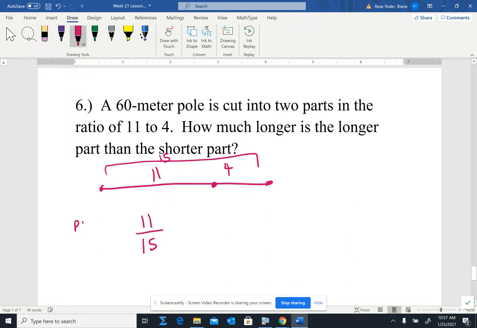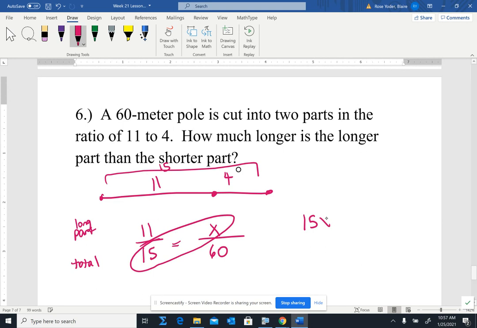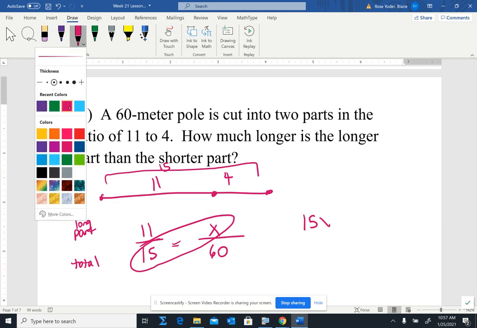So that's like the 11 is the long part and then the 15 is the total. And then that way I have a place to put my 60. That's the total length of the pole. And then some of you might be thinking back about example number 1 and saying, oh, I can just do this one with proportional thinking, or we can do a quick cross multiplying. 15X, I just lost my pen there for a second.